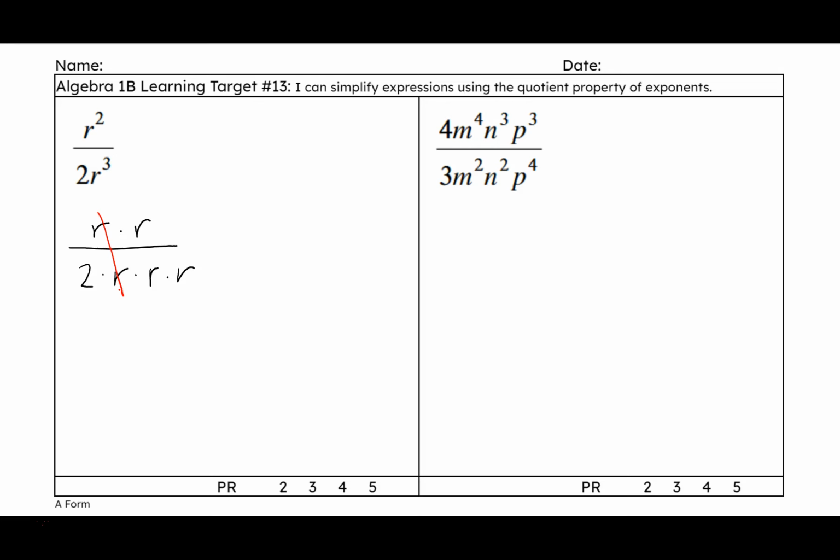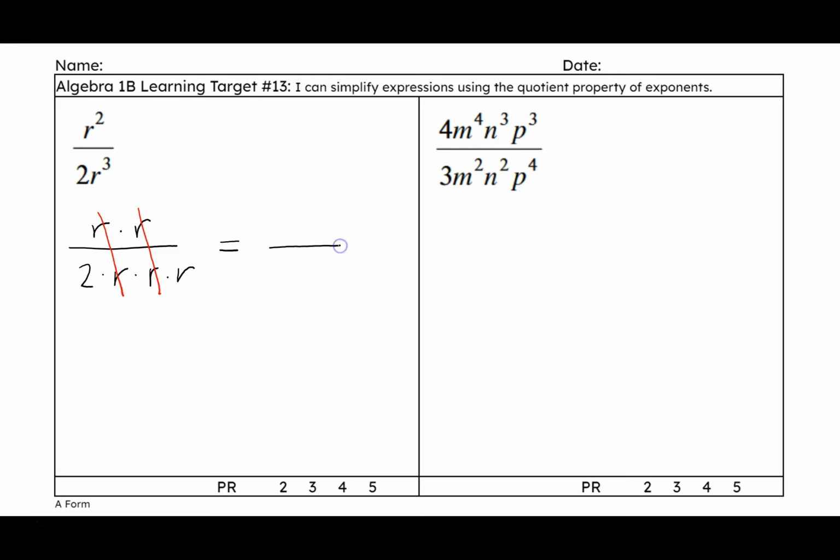Wait a minute, I've got another group of r's that I can get rid of as well. Here. Anything else I can clean up? No, I can't cancel a 2. There's no 2 upstairs, and all the r's are gone. I'm left with 1 downstairs. So let's see what I'm left with when I clean all this up.